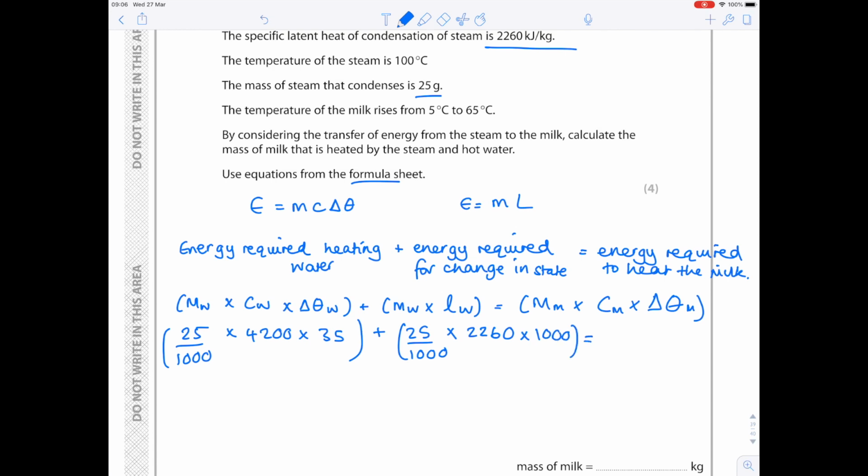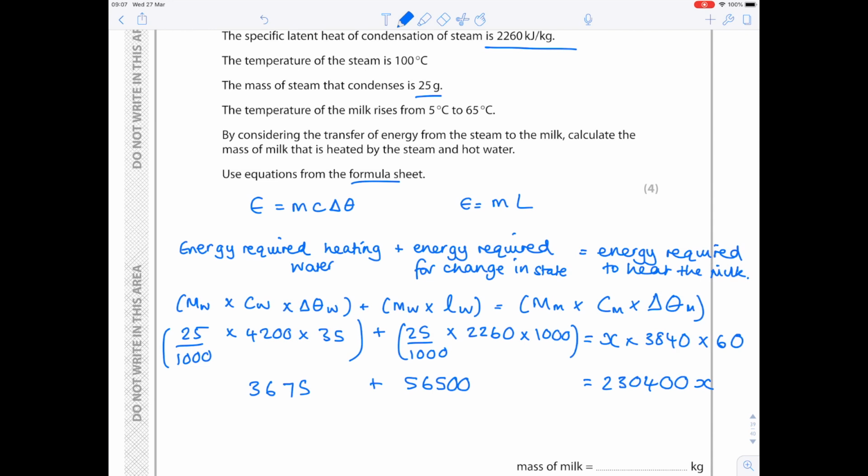And then the mass of milk on the right-hand side, that's after all what we're after, so I'm putting that as X. The specific heat capacity of milk is 3,840, and the temperature change of the milk is 65 degrees Celsius minus 5 degrees Celsius, which is 60 degrees Celsius. So let's sort out the untidiness on the left-hand side. When you sort out the first bracket, it becomes 3,675. The second bracket is 56,500. And then multiplying together, 3,840 by 60 gives us 230,400 X.